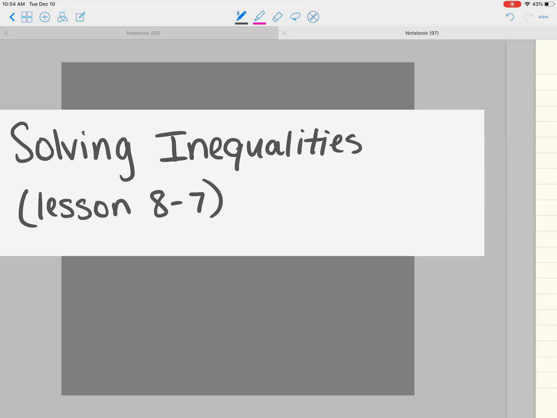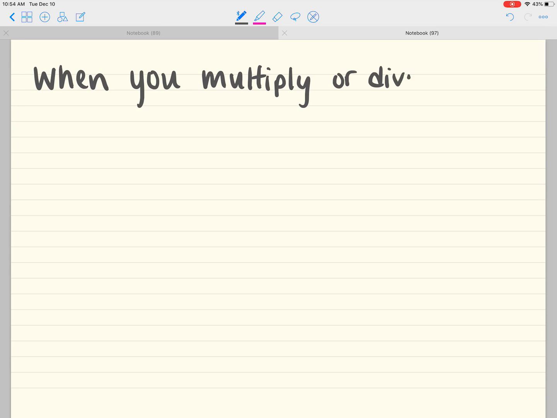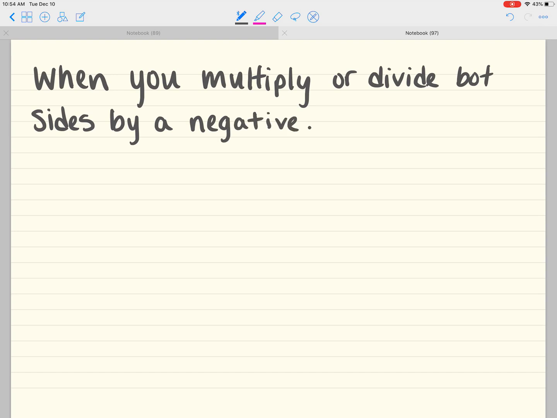The only rule that you need to remember would be this. Whenever you multiply or divide both sides by a negative, I would write this down. This would be a great thing to put on your cheat sheet. Does anyone know what happens when you multiply or divide both sides by a negative? It's always, if it's two different sides, it's going to be a negative. Well, that is true, but especially for an inequality.